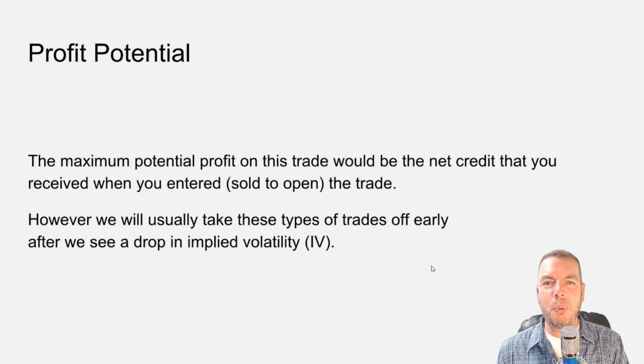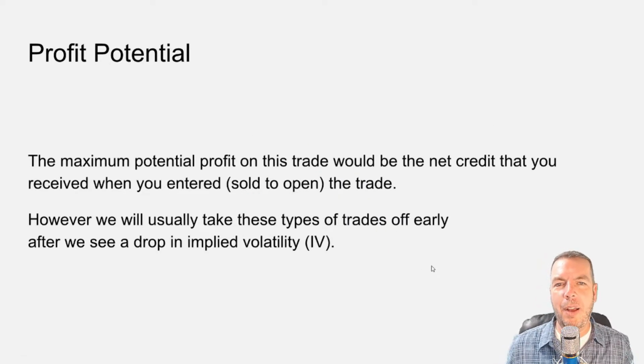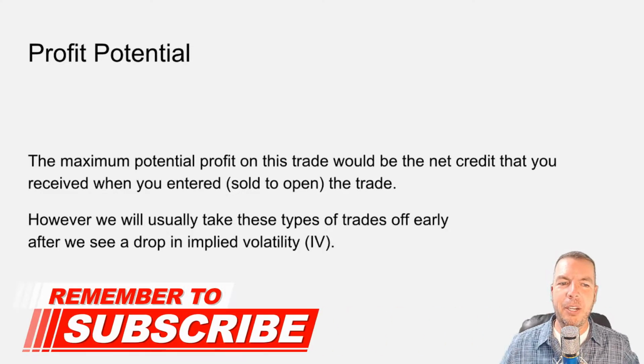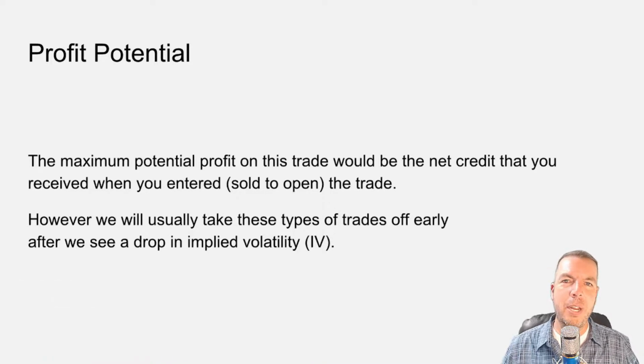So the potential profit, let's talk about the potential profit in this trade. The maximum potential profit on this trade would be the net credit that you received when you entered this trade. Now remember, we sold to open this trade and we collected a $3 premium, or $3 credit, to sell this iron butterfly.